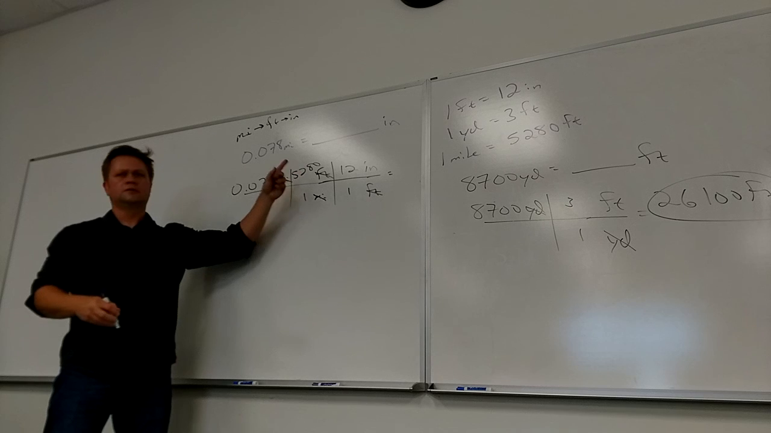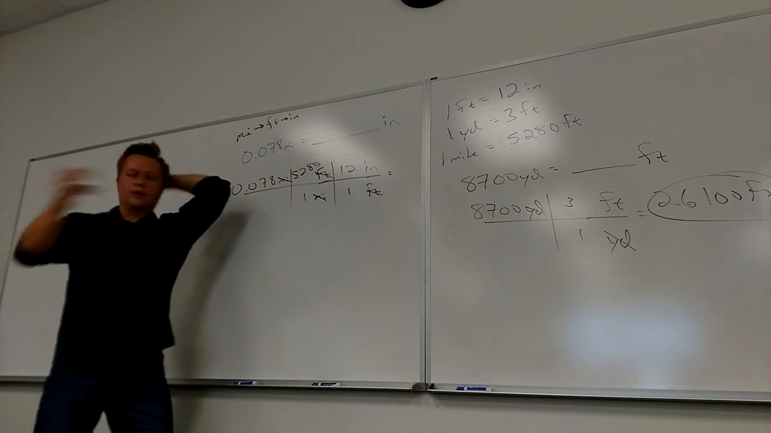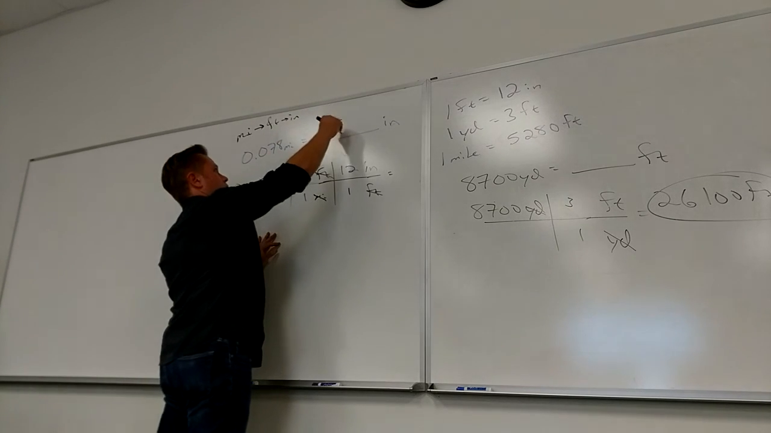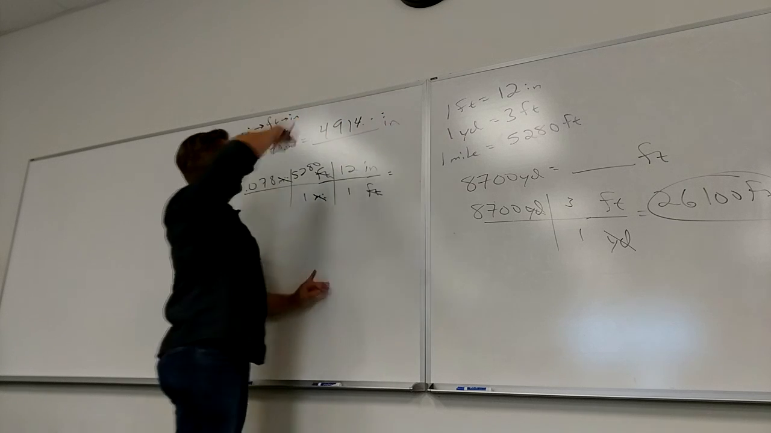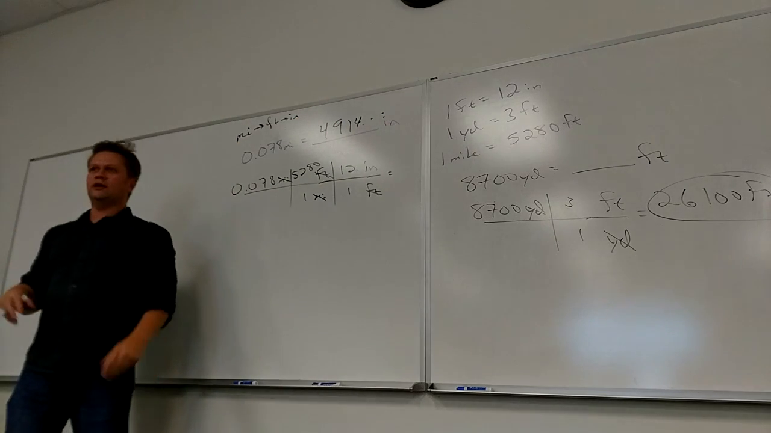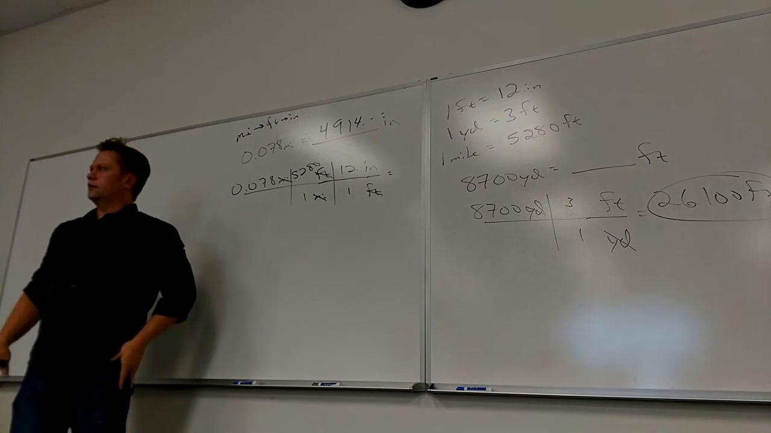So what do you guys get? 4,914. Okay, I was pretty close. Wait, does it come out to be that exactly? Neato.